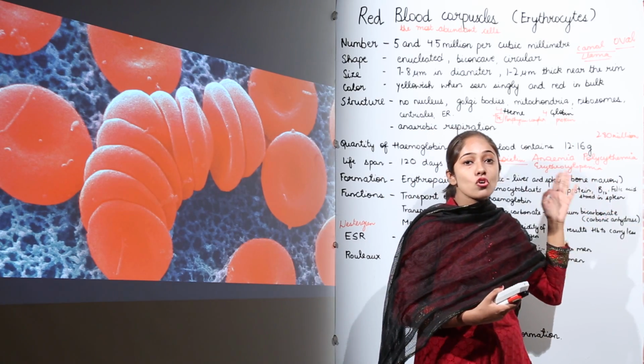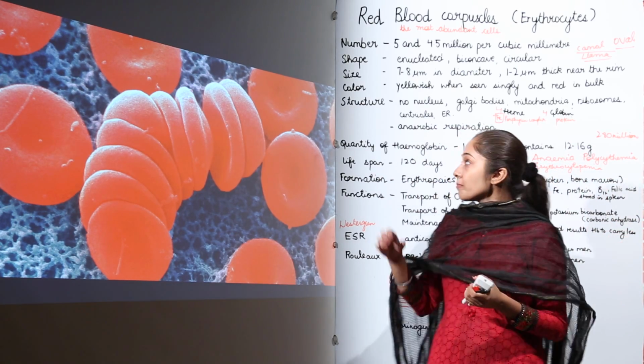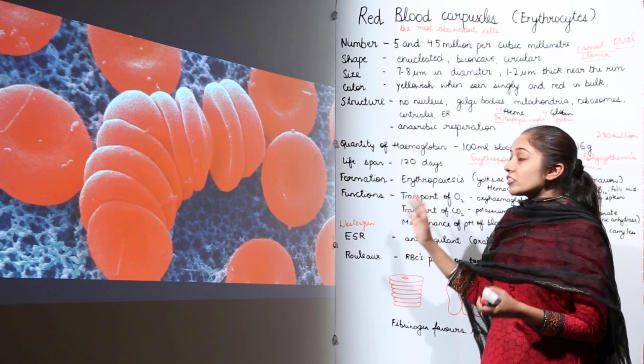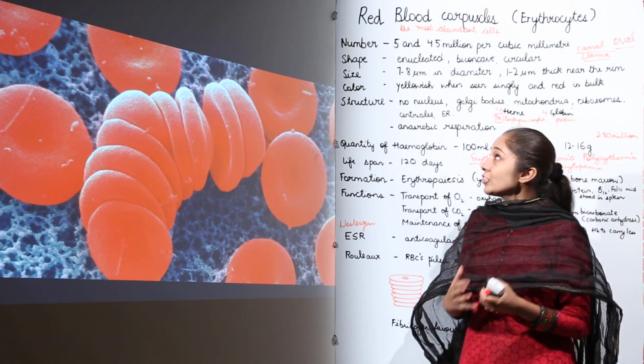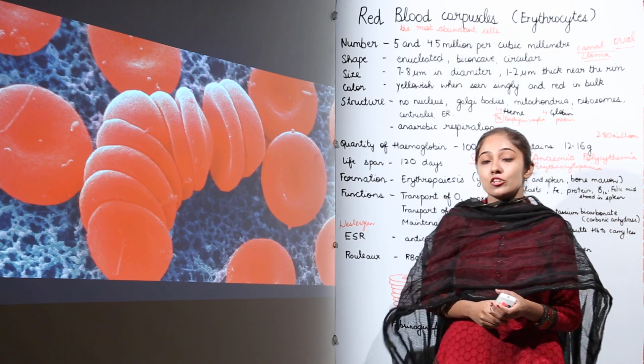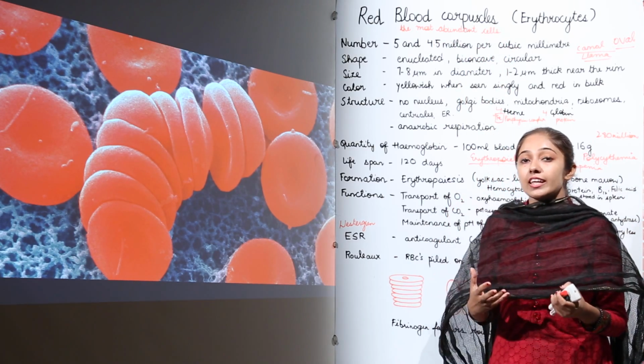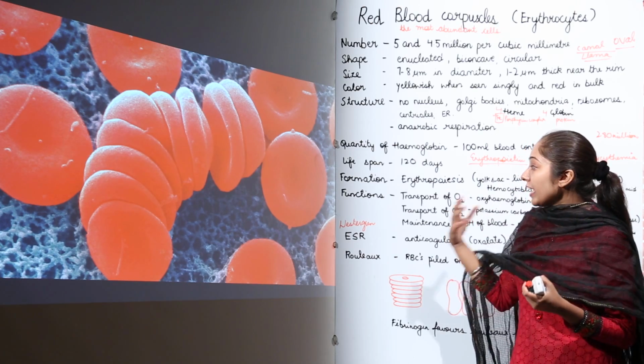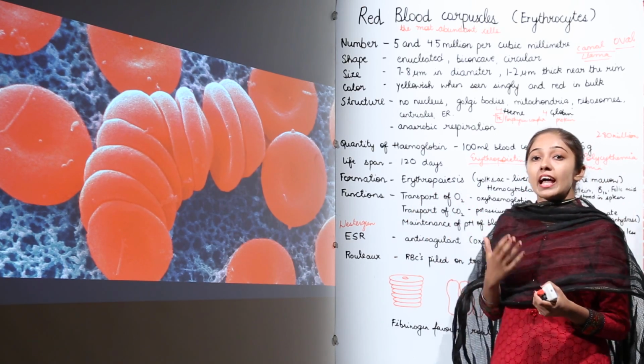So this was all about erythrocytes. Just remember this, because these are the major and important points that you need to learn when we talk about the red blood corpuscles, the most abundant cells in your body, which contain the hemoglobin pigment, the main pigment that is going to carry oxygen.